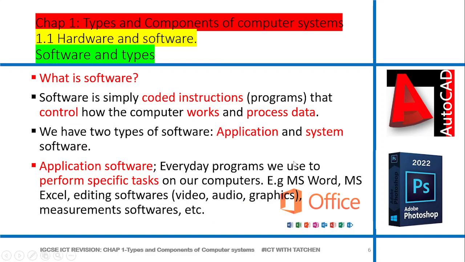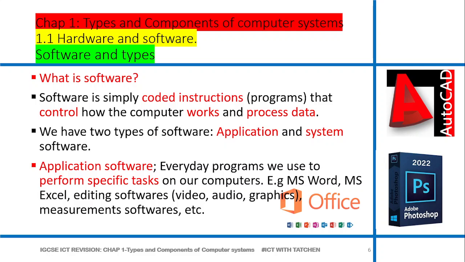Now, the next thing we want to look at is software and the types of software in a computer. Software, in simple terms, are coded instructions or programs that control how the computer works and processes data. So whatever I'm doing now is somehow controlled by software. Me being able to record this lesson, it's a software that is controlling it. So all of this is what we call computer software.